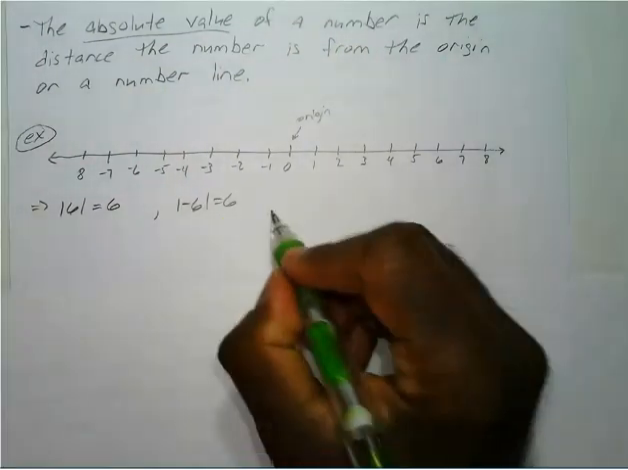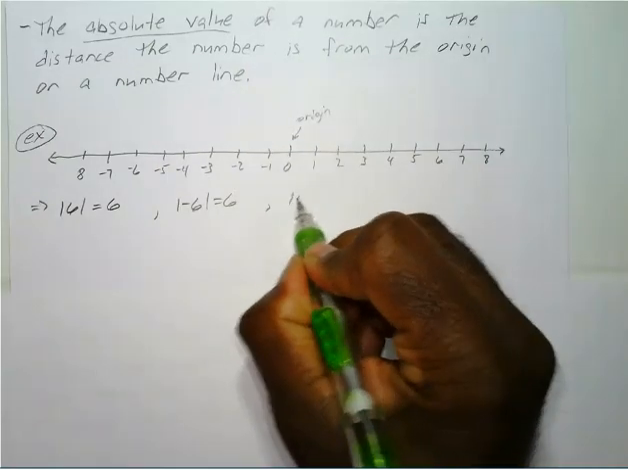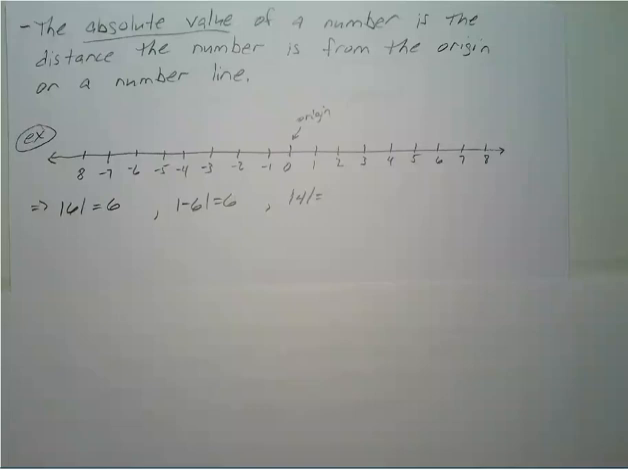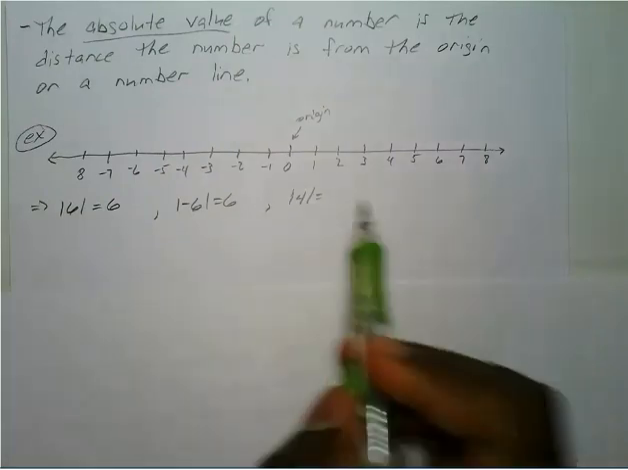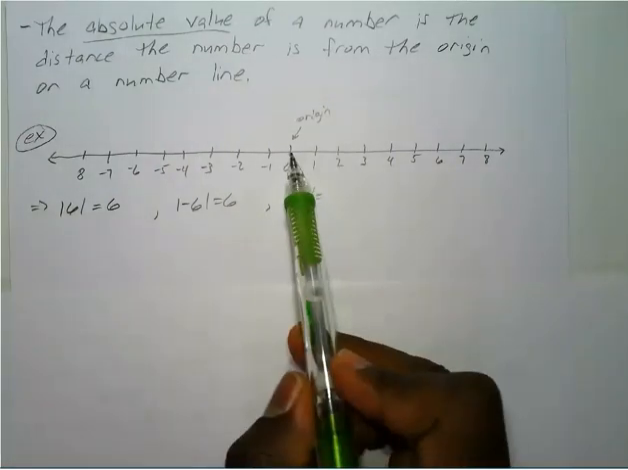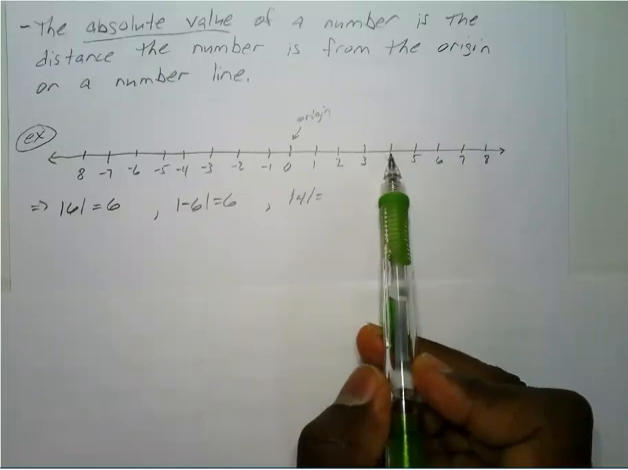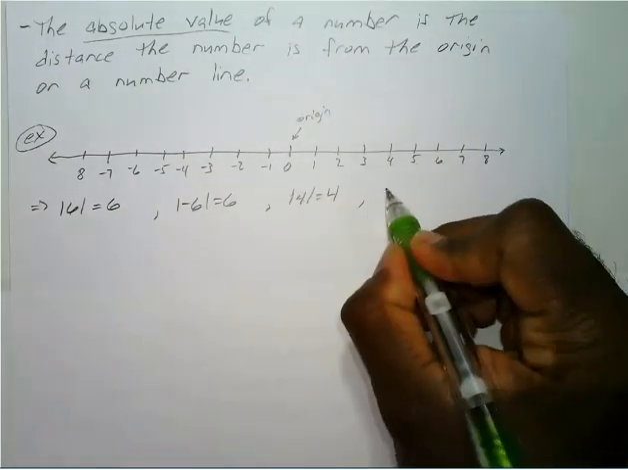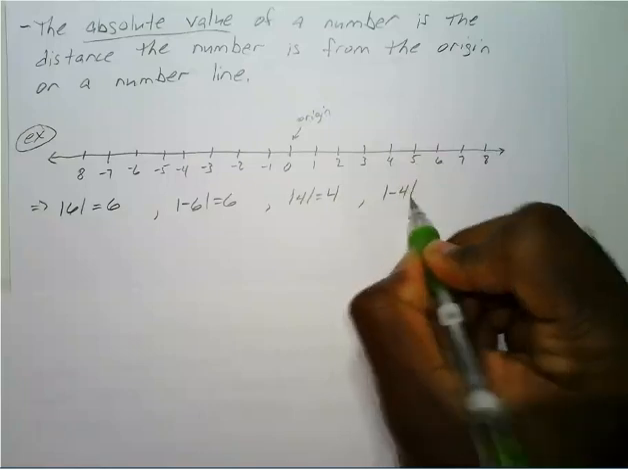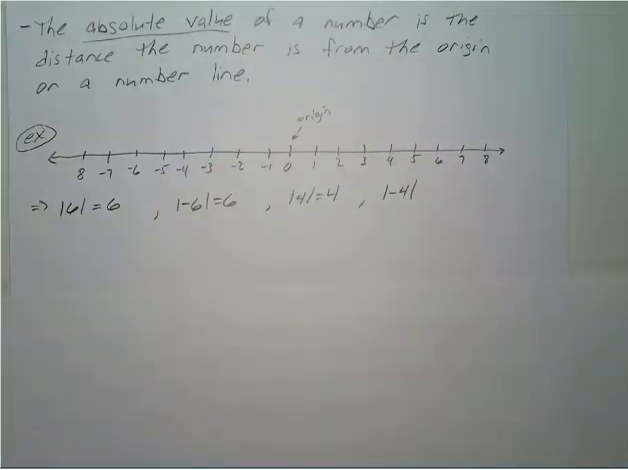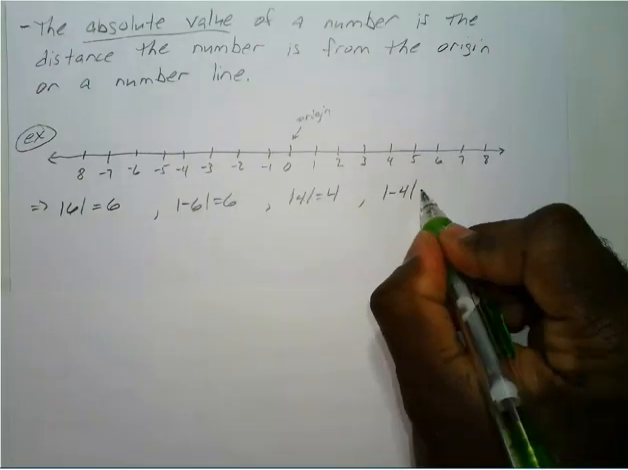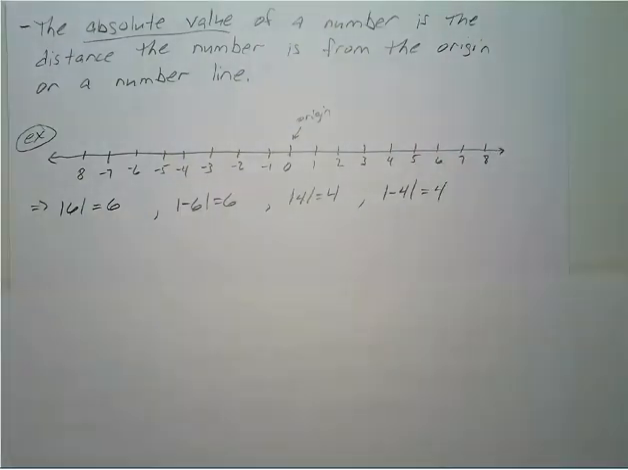What if we have the absolute value of 4? Okay. How far is 4 from the origin? Well, 1, 2, 3, 4. The distance of 4. What about the absolute value of -4? How far is that from the origin? Well, it's 1, 2, 3, 4. It's 4 units from the origin.